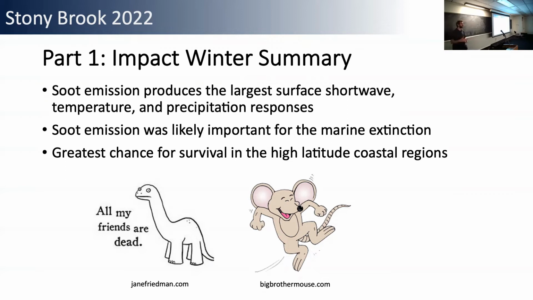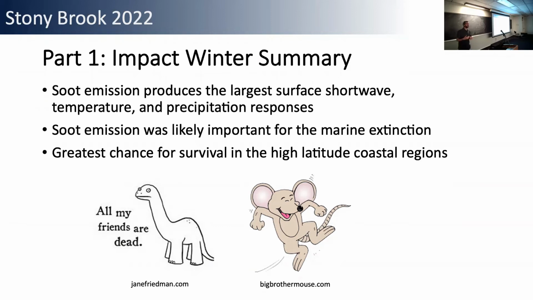because only soot is able to reduce light levels low enough to pretty much stop photosynthetic activity for a prolonged period of time. Not only does soot reduce the photosynthetic activity the most, it also leads to the greatest cooling and the greatest reduction in precipitation. And so it's probably the primary driver of this ocean extinction.